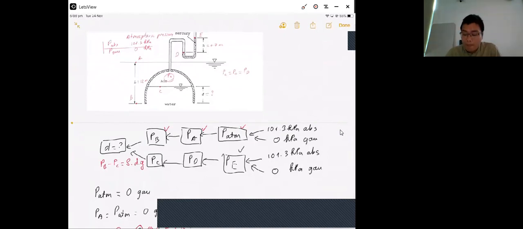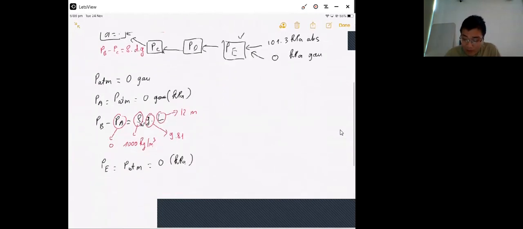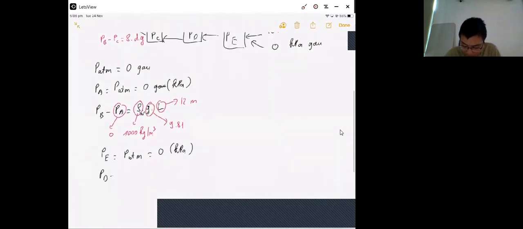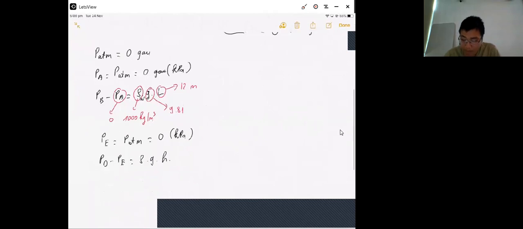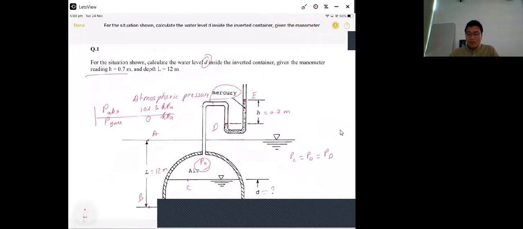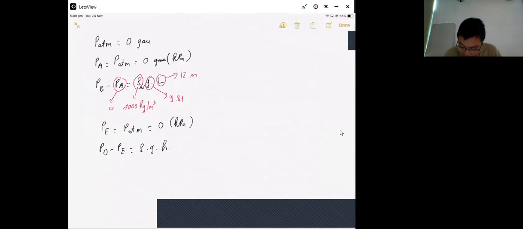From PE, you find PD. You have the distance between D and E, which is 0.7 meter, and D is below E. So you will have PD minus PE equals rho g H. But remember that between D and E we have mercury, so the density in this equation is the density of mercury, not water.